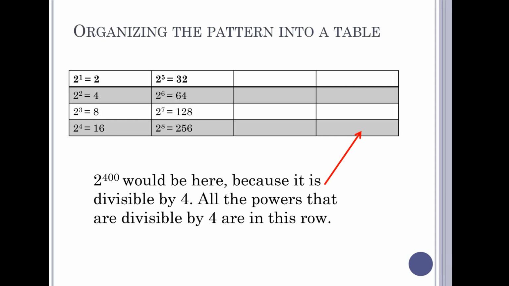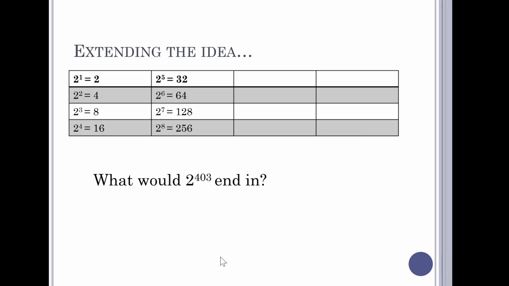So 2 to the 400 would go in this 4th spot on the table because all the powers that are divisible by 4 will end up in that 4th spot. So 2 to the 400 would end in a 6, because all the ones in this 4th spot end in a 6. So what we're noticing is that the pattern of the digits has a pattern of 4s, right? It repeats itself every 4. And since 400 is divisible by 4, we're going to end up there.